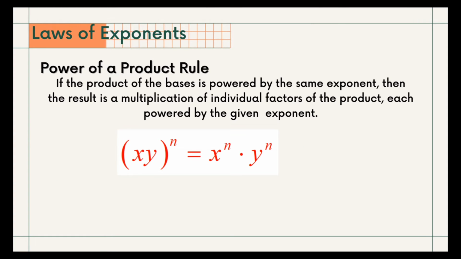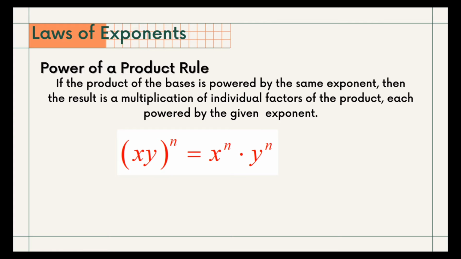Another law of exponent is the power of a product rule. So, this law of exponents says that if the product of the bases is powered by the same exponent, then the result is multiplication of the individual factors of the product, each powered by the given exponent. So, we have here x y, and then close and open parenthesis raised to n. So, that is equal to x raised to n times y raised to n.